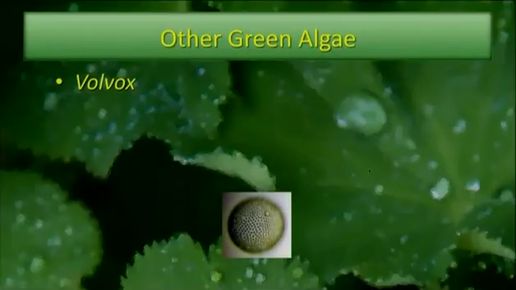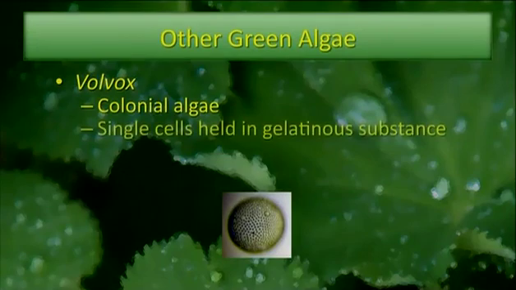Now we also have volvox, which is a colonial alga. Here's a very nice image. They're similar to Chlamydomonas, but they're like single cells held in a gelatinous substance. So all these little dots in here are individual cells.